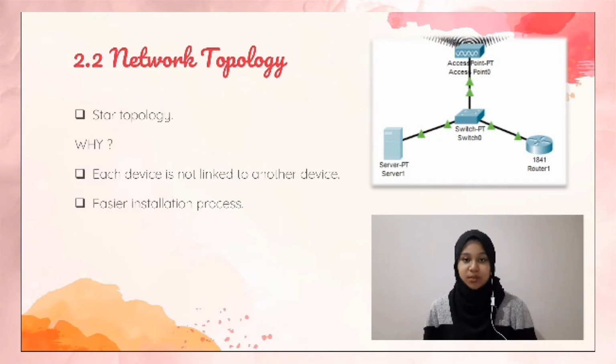Next is network topology. We can conclude that based on the complete design, star topology is used. Each device is not linked with each other, but can only be connected to the central connection point, which in this case is the switch. Star topology requires more cables if there are many end devices. However, it is easy to install and it does not disrupt the network when connecting or removing a device.